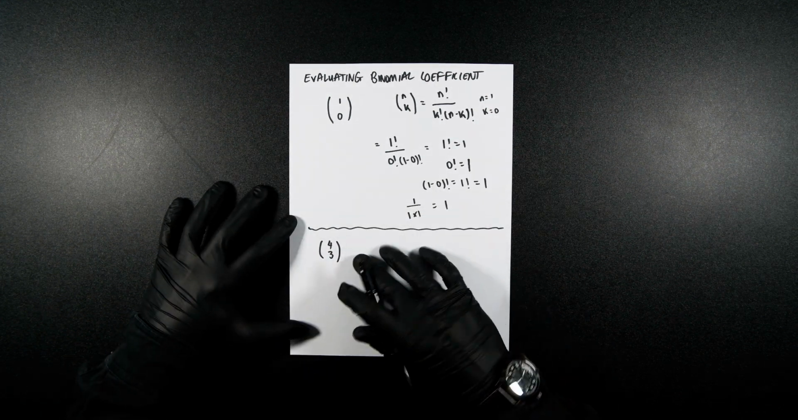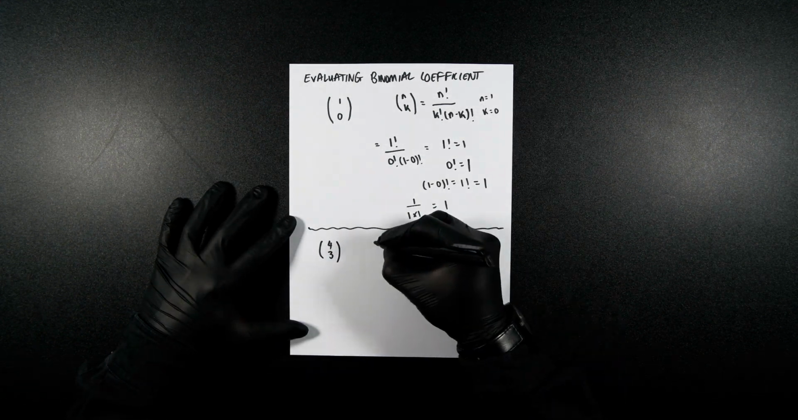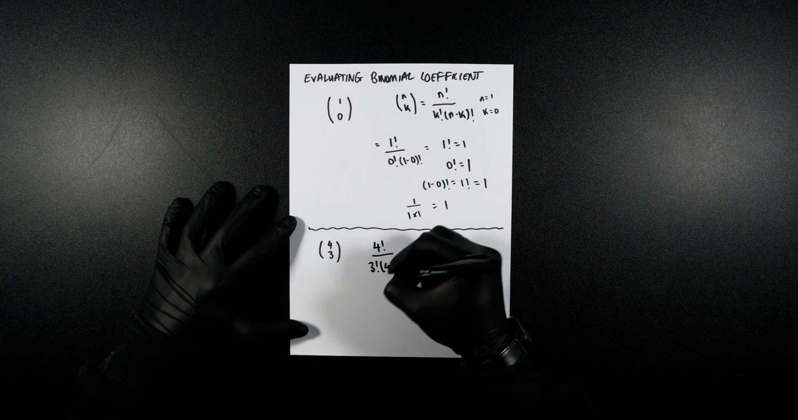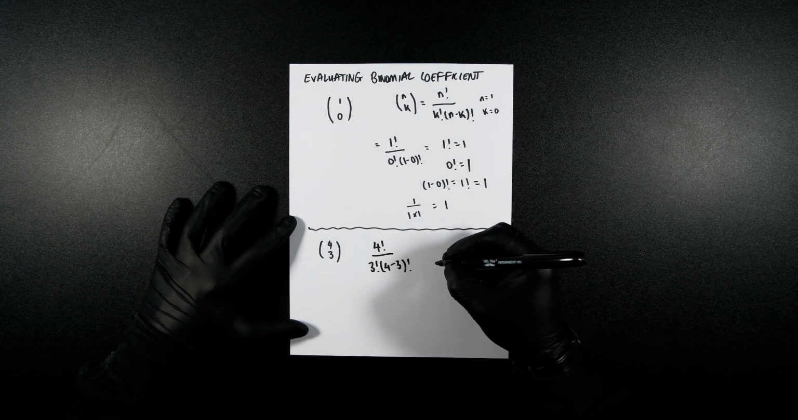So now let's do 4 over 3. We're going to plug it into here. So you're going to get 4 factorial over 3 factorial times (4 minus 3) factorial.